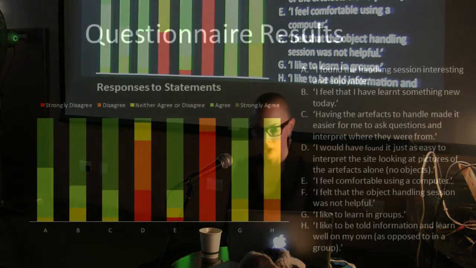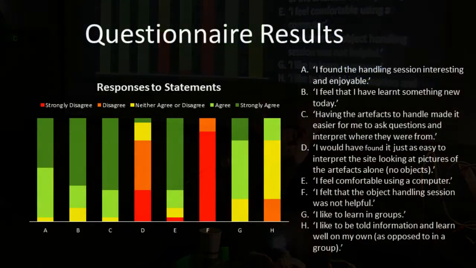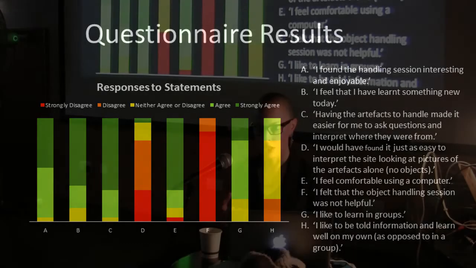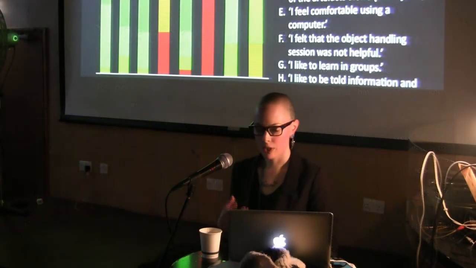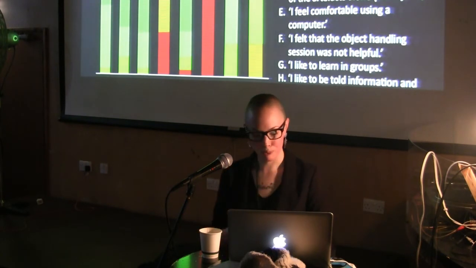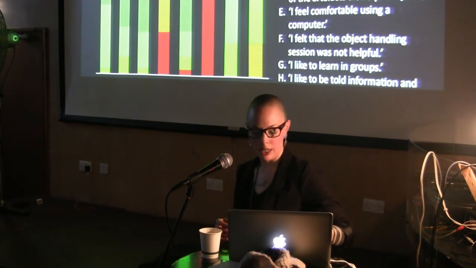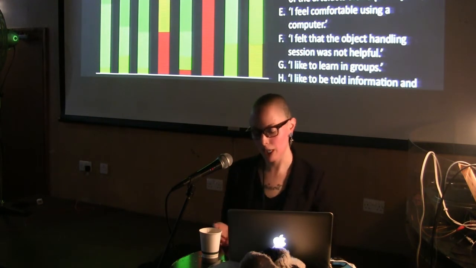With the questionnaire results, that's just the questions, you don't have to pay attention to it all. But you can see from A, B and C, so the first 3 columns, you've got a really strong agree and strongly agree to the questions being asked, like they found the handling session enjoyable, they felt that they'd learned something new, and having the artefacts to handle made it easier for them to interpret. You can see that they strongly disagreed or disagreed with questions D and F, which is that they would have found it just as easy to interpret the site looking at pictures.